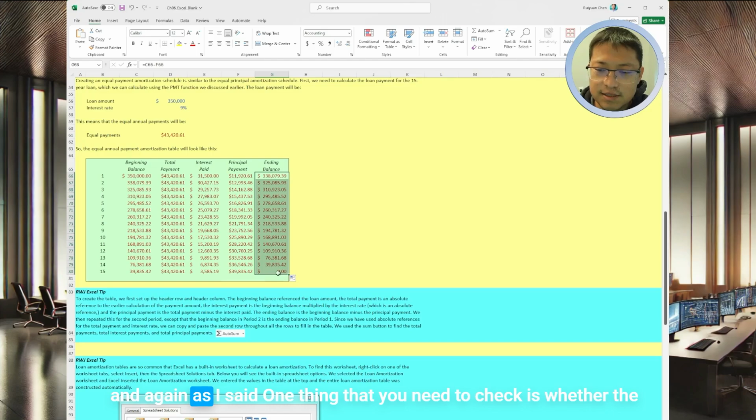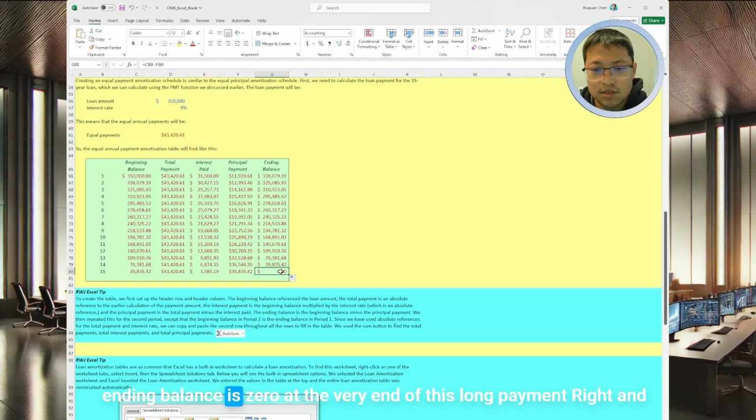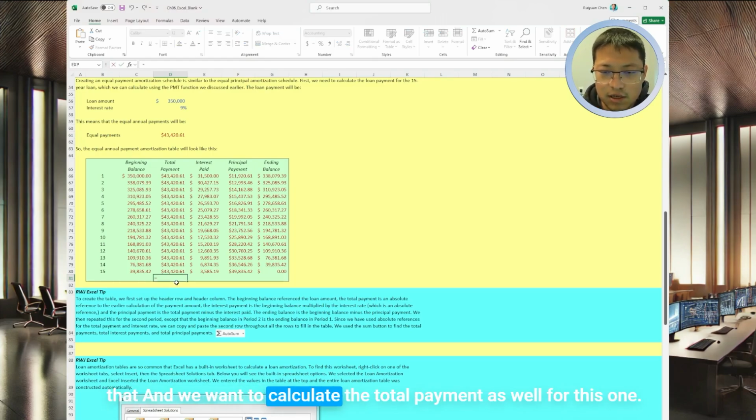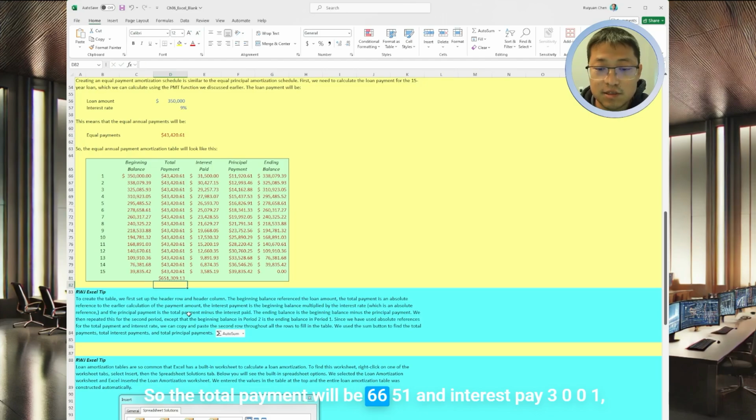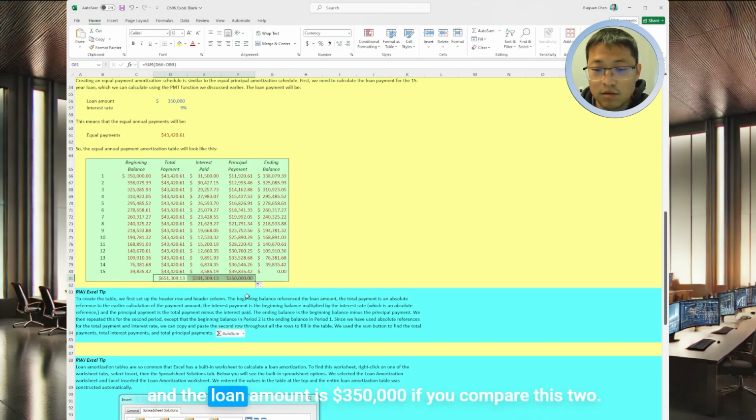And again, as I said, one thing that you need to check is whether the ending balance is 0 at the very end of this loan payment. And we want to calculate the total payment as well. This one: total payment will be $651, interest paid $301, and the loan amount is $350,000.